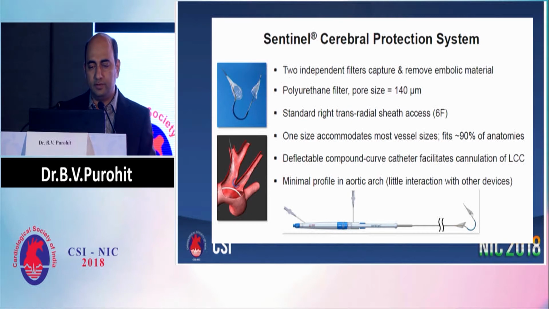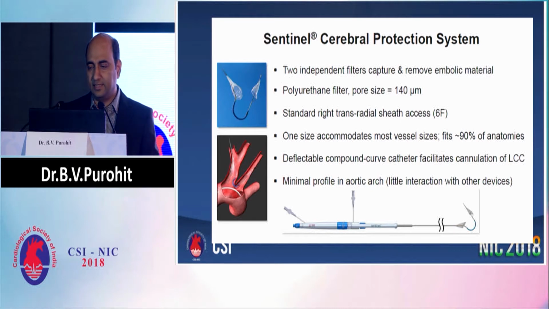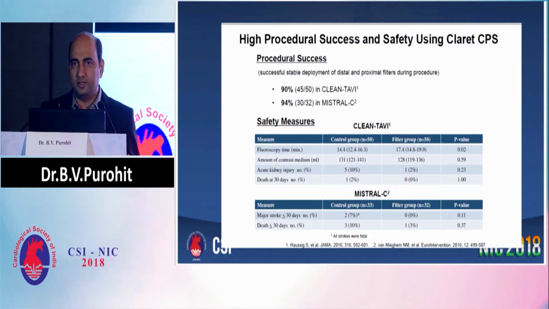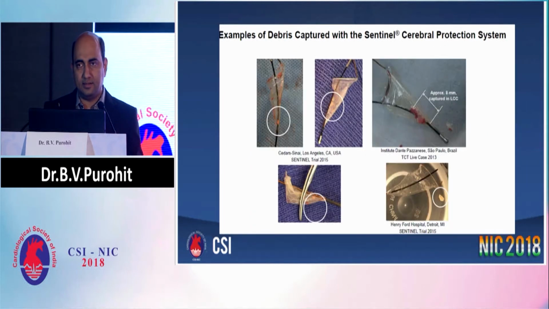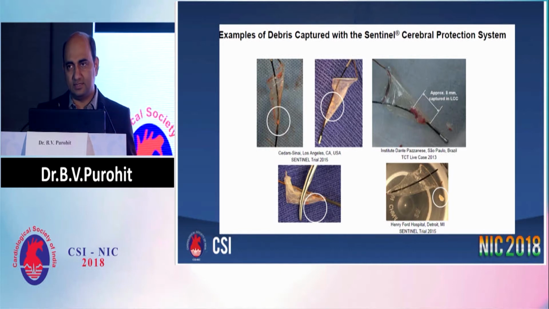Here you have 2 filters which capture and remove the material. Its pore size is 140 microns, and it is passed through radial access, and the manipulation in the aortic arch is relatively less. The ease of implanting is very good. In the Sentinel trial, they said it takes just 10 to 15 minutes to deploy the device, and the fluoro time is also quite less. The safety and efficacy was already proven by the initial trials of the CLEAN-TAVI and other trials. They have clearly shown that it's a very safe device.